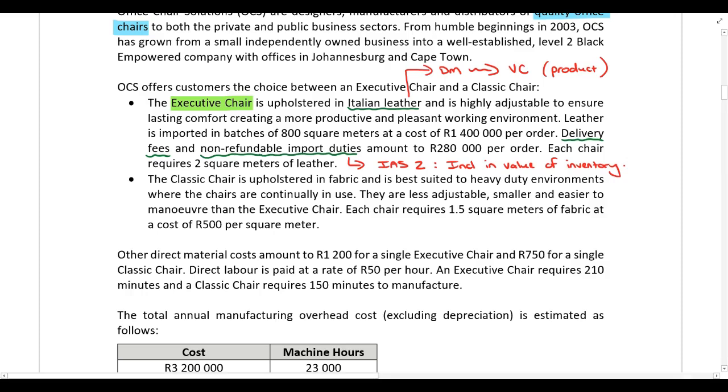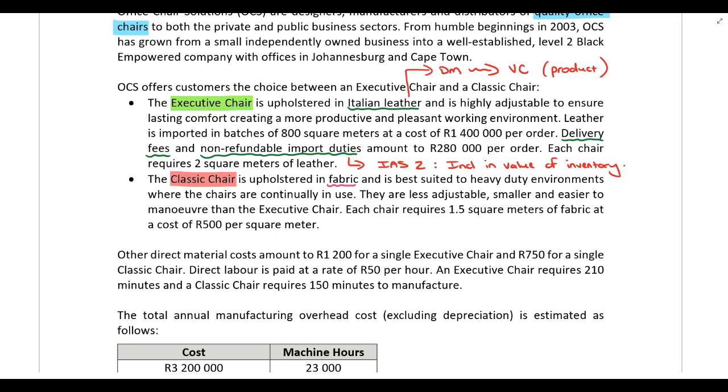Alright, then next we are given information relating to the classic chair. The classic chair is upholstered in fabric and is best suited to heavy-duty environments where the chairs are continually in use. They are less adjustable, smaller, and easier to maneuver than the executive chair. Each chair requires 1.5 square meters of fabric at a cost of 500 Rand per square meter.